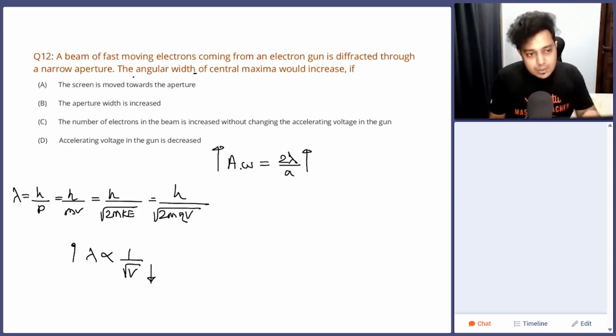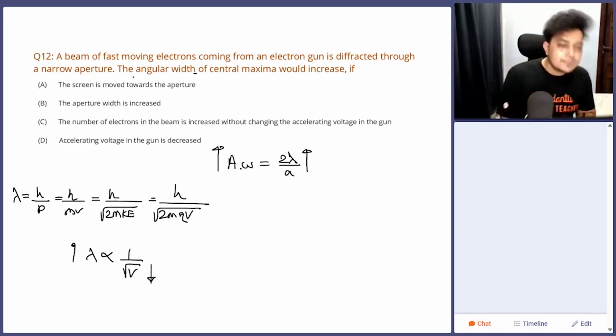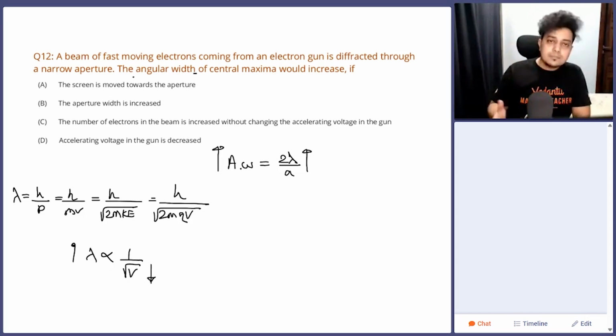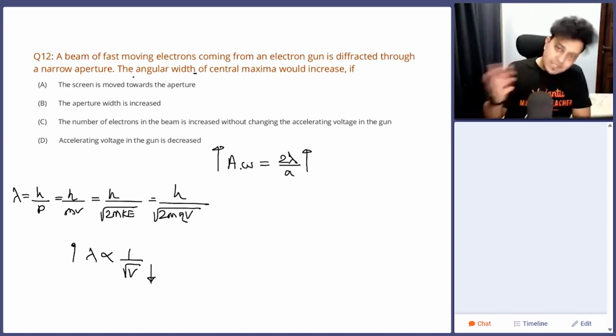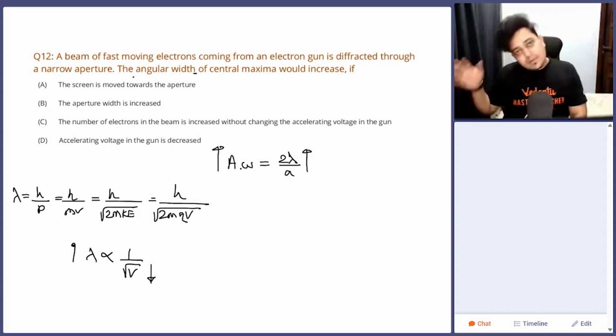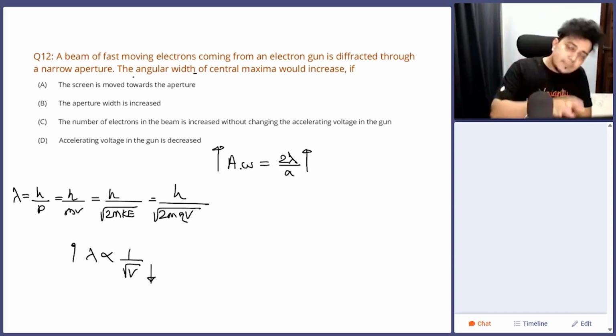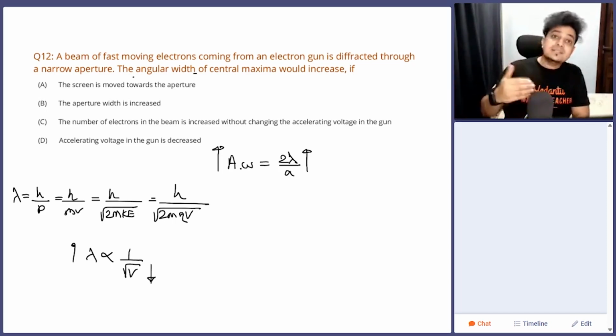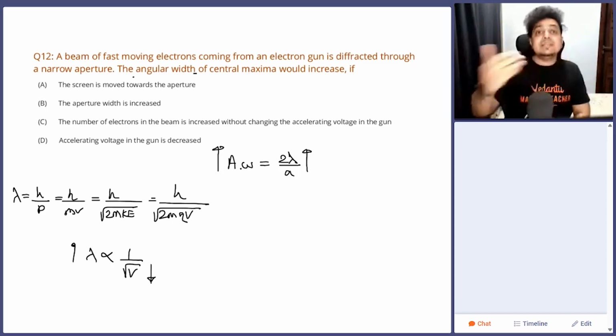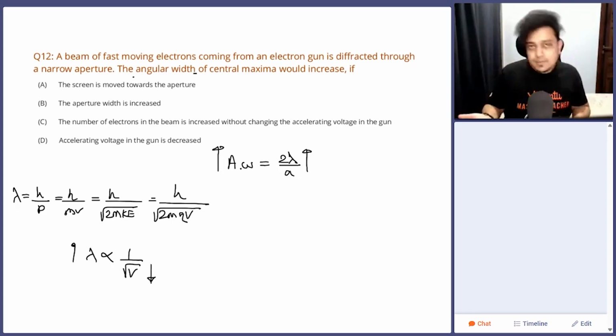Then the number of electrons in the beam is increased without changing the accelerating voltage in the gun. So the number of electrons will increase, so that will give you more bright band. Bright bands will be brighter, that's all. But they all have the same velocity, so they all will have the same wavelength and the same angular width of the central maxima, just more in count. So the brightness of the interference pattern will be better, but that's all.